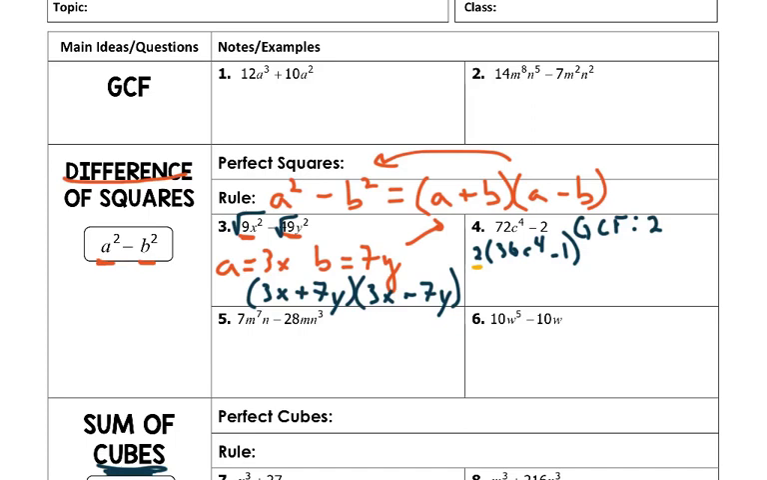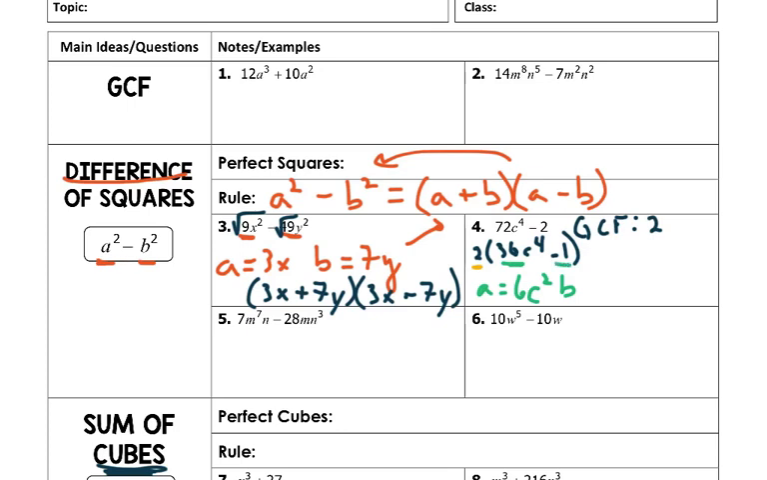So is our first term inside of the parentheses a perfect square? 36c to the 4th. What number multiplies together twice to get 36c to the 4th? Well, that would be our a term, and that number would be 6, because 6 times 6 gives us 36, taking the square root. And what variable exponent multiplies together twice to get c to the 4th? c squared. c squared times c squared, using our product rule, we add the exponents together, so it would be c to the 4th. So a equals 6c squared.